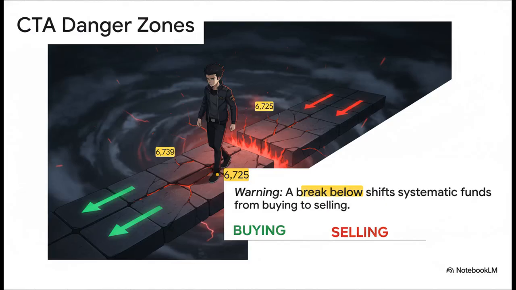But you've got to keep an eye on some key danger zone levels for these systematic funds. The numbers to watch are 6,739, 6,725, and 6,413. The report really emphasizes that if the index breaks below that 6,740 area, these funds are going to flip from buying to selling. As of right now, the index is about 150 points away from that first warning level, so there's still a bit of a cushion.